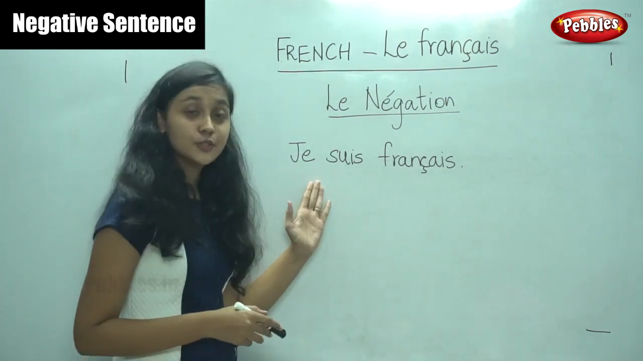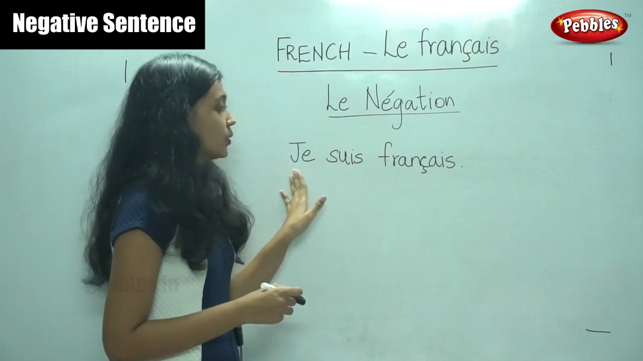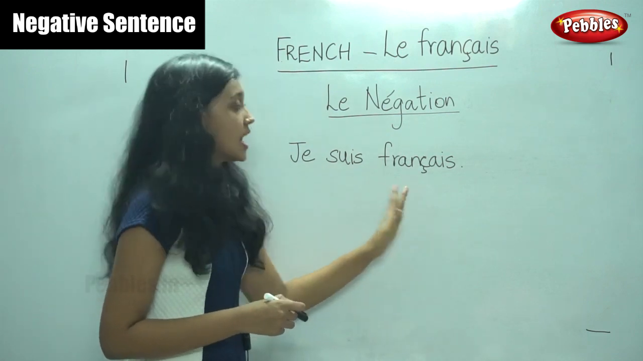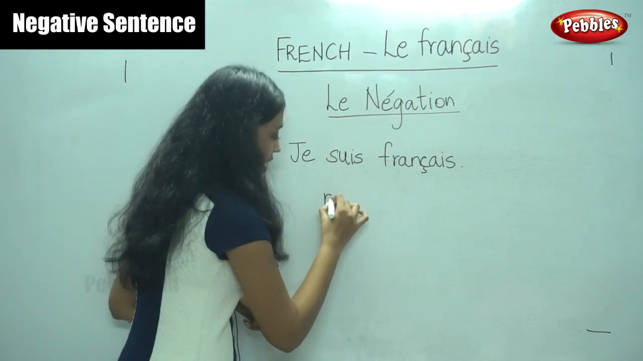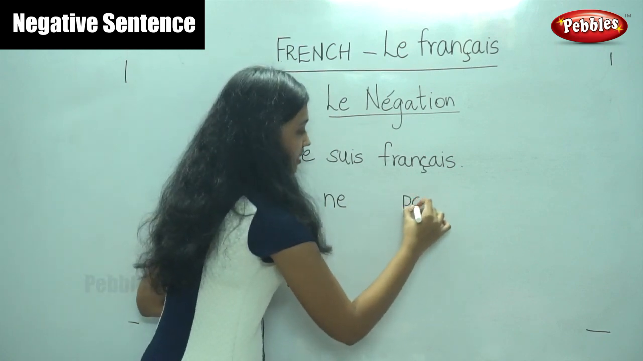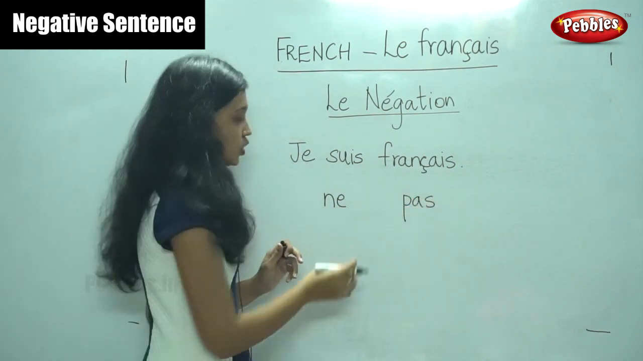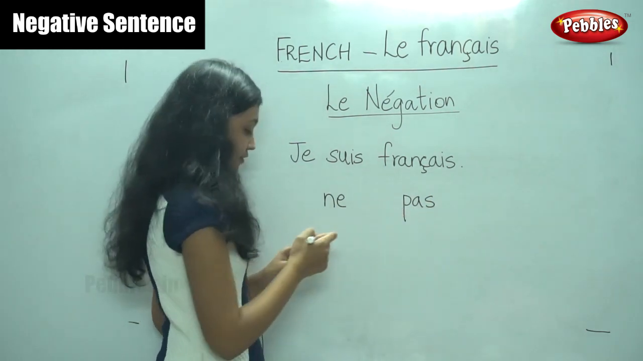So, what is the rule to make a positive sentence into a negative sentence? You have to first read the sentence, identify the verb, and you have to add ne before the verb and pas after the verb. So, you have to add ne before the verb and pas after the verb.